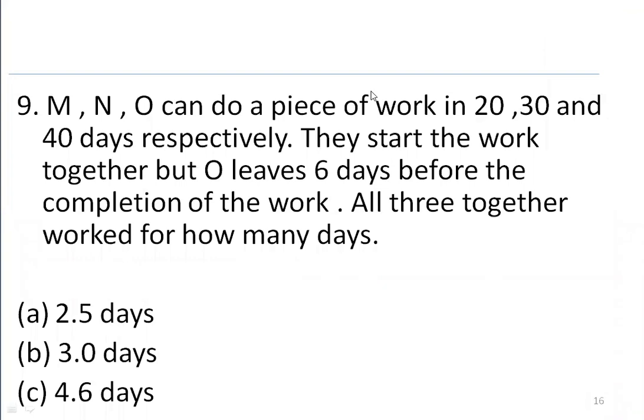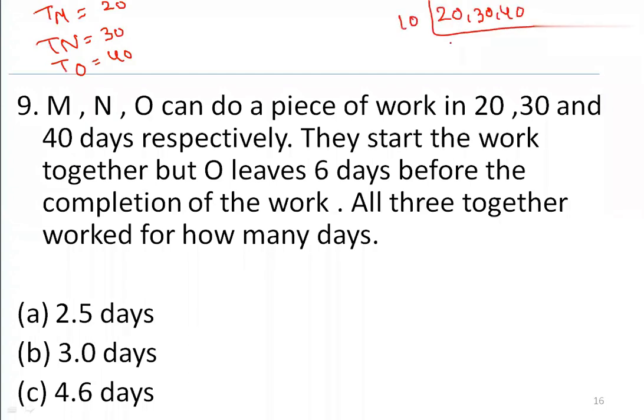The question is not difficult, guys. The question is very easy. And this is the same process which we solved for the previous questions. So let's go with the basic process of finding out efficiencies. Time taken by M is equal to 20 days. Time taken by N is equal to 30 days. Time taken by O is equal to 40 days. Find out the LCM of 20, 30, 40. That is our major step.